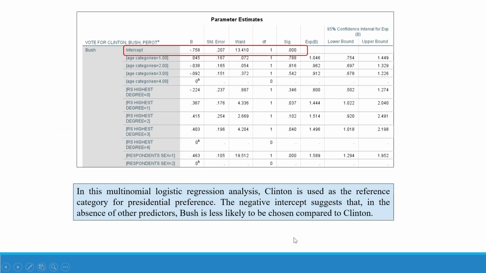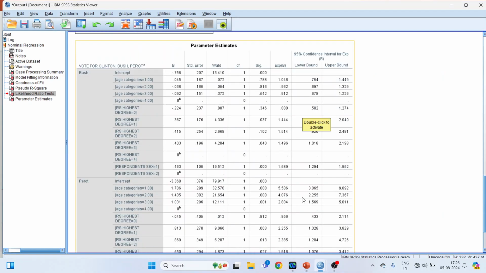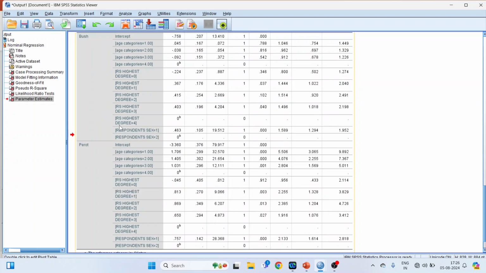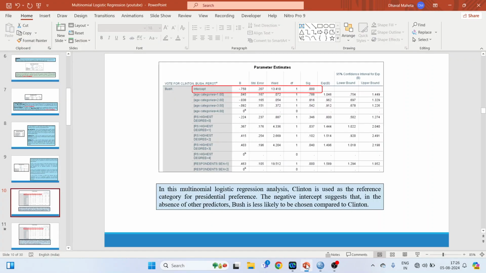Next is the parameter estimates. So this is available here. In this, I will get two outputs. Bush compared with Clinton. You will not get the output of Clinton because Clinton is the benchmark, the reference category. So whenever we write the interpretation, it will be Bush versus Clinton, Perot versus Clinton. So let's write the interpretation now.